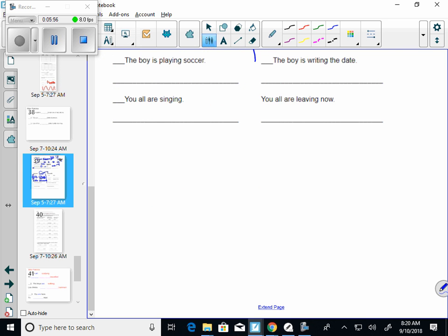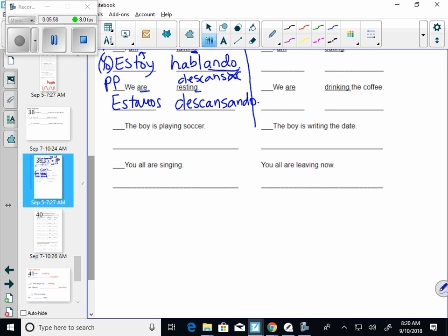The boy is playing soccer. So I see the is-ing. Ding, ding, ding. El presente progresivo. Now it says the boy. So I'm going to write the boy. How do I say the boy? El chico, el niño, el muchacho. I'm going with el niño today. If you want to go with el chico, knock yourself out.